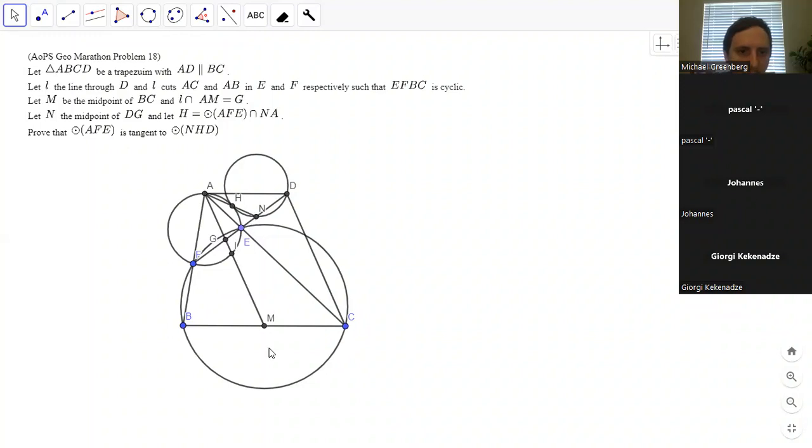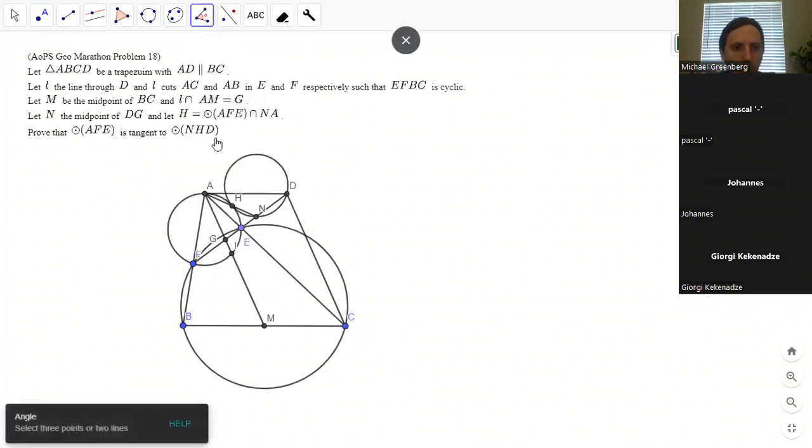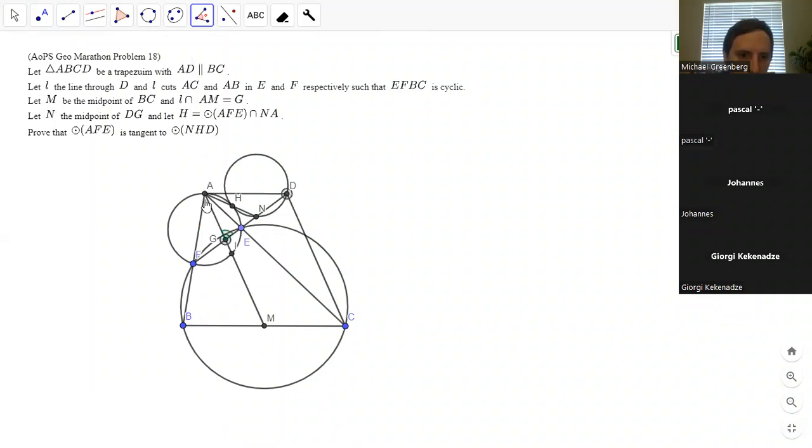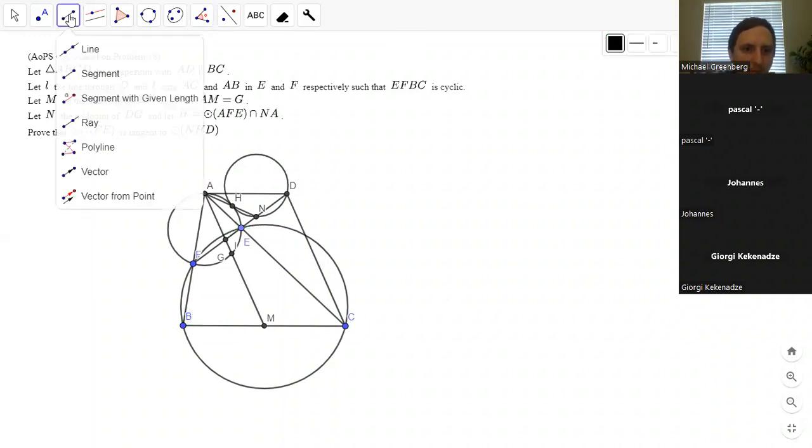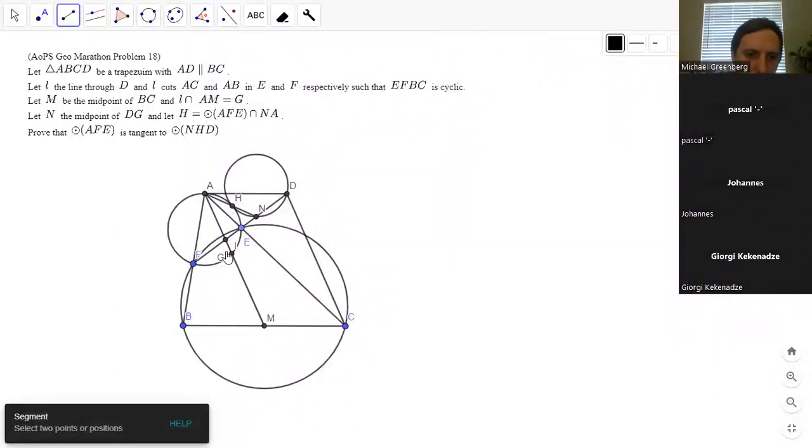So yeah, we have two midpoints. So that makes me wonder if ABC and ABG are just similar. Seems very likely. Not 100% sure, but they're not. Okay, so it looks like this is harmonic AGEF.